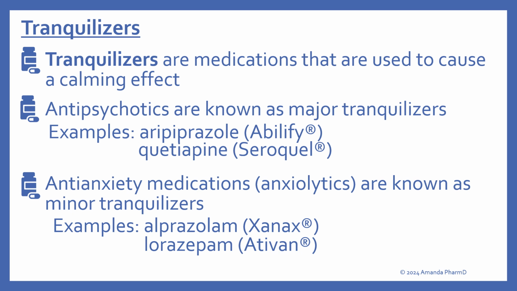Next are the tranquilizers. Tranquilizers are medications that are used to cause a calming effect. Antipsychotics are known as major tranquilizers. Some examples include aripiprazole, brand name Abilify, and quetiapine, brand name is Seroquel. And anti-anxiety medications, these are known as anxiolytics. They are known as minor tranquilizers, and some examples of those are alprazolam, brand name is Xanax, and lorazepam, brand name is Ativan.